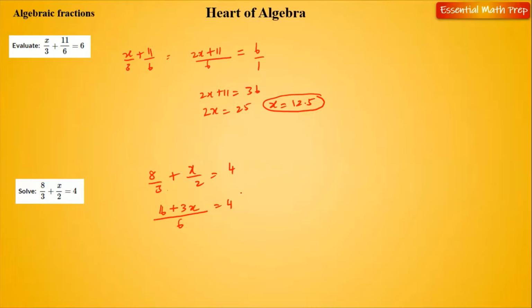That's equal to 4. You multiply both sides by 6, which would result in 16 plus 3x equals 24. 3x equals 24 minus 16, which is 8. x equals 8 over 3. Isn't that simple? It is simple. All right.